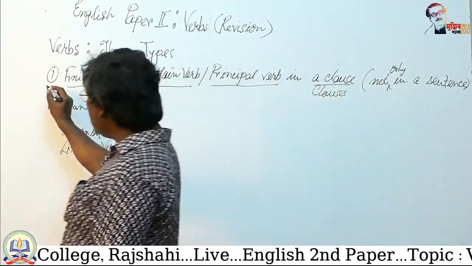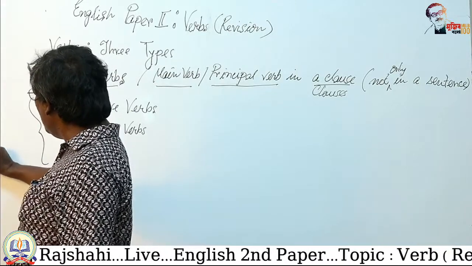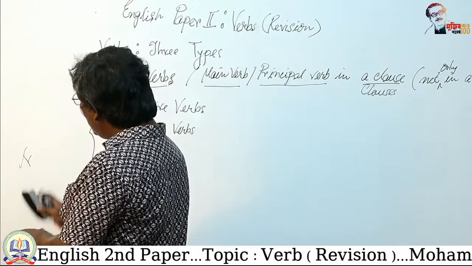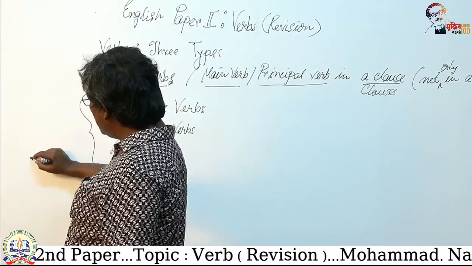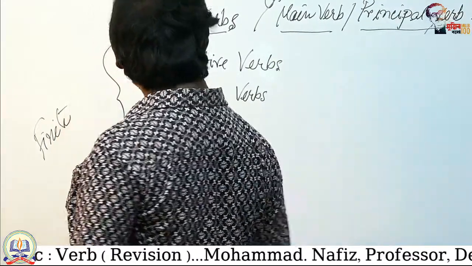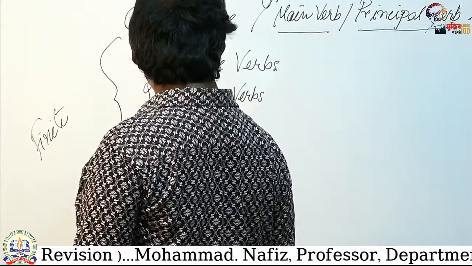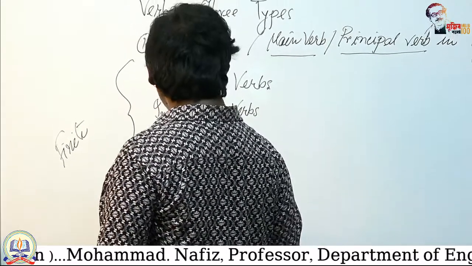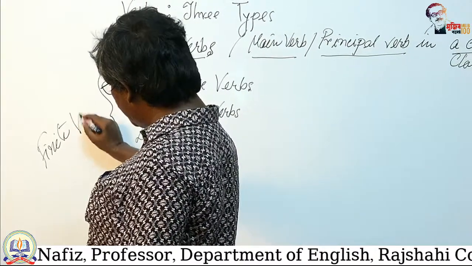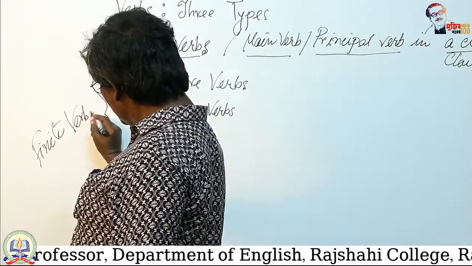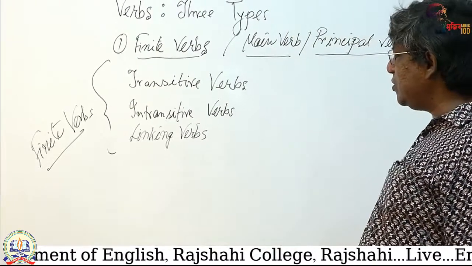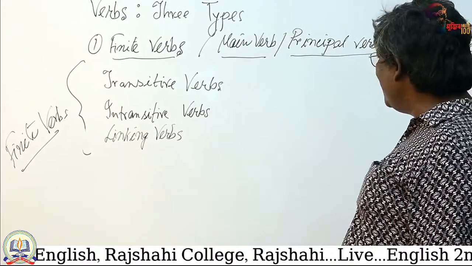All these are called finite verbs. All these are called finite verbs as a group. That is, either a transitive verb or an intransitive verb or a linking verb should be in either of the 12 verb forms. Finite verbs are of three types: transitive verbs, intransitive verbs, and linking verbs.